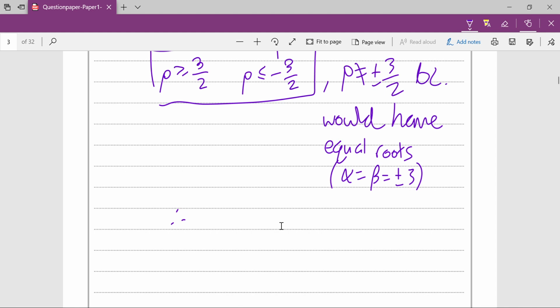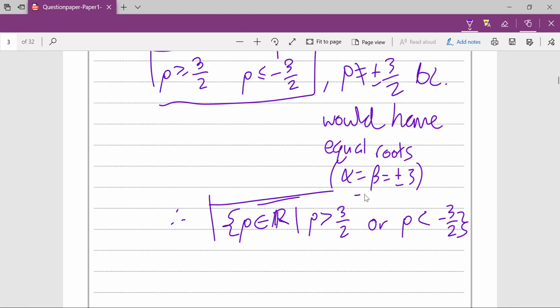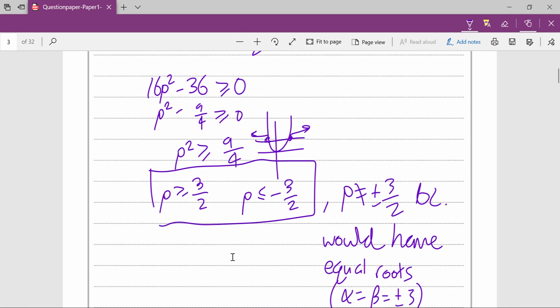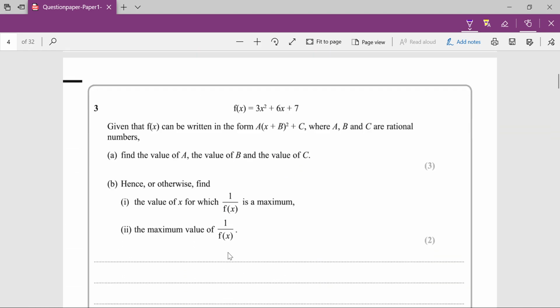So if we want to give our answer in set notation, it would be p is in the real numbers such that p is strictly greater than 3 over 2, or p is strictly less than negative 3 over 2. Right, so I'm going to consider that question done.